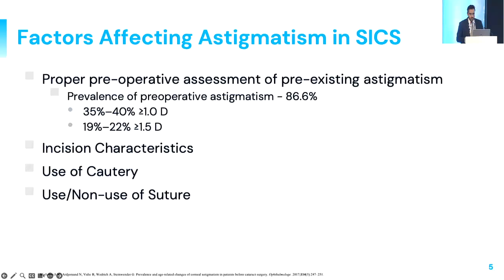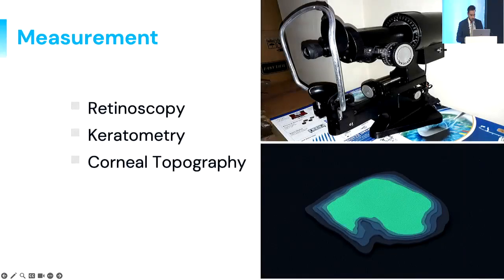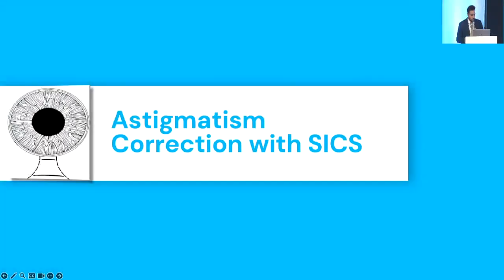The most important thing is that we should do a proper pre-operative assessment of pre-existing astigmatism, because accordingly we'll manage it. So how do we measure astigmatism? We can do it with retinoscopy, keratometry, and corneal topography. Corneal topography is the one that we use these days. But manual keratometry still has a role, and it is used in patients with poor fixation, corneal abnormalities, distorted mires, and highly toric cornea. In the rest of the cases, we usually go for topography.